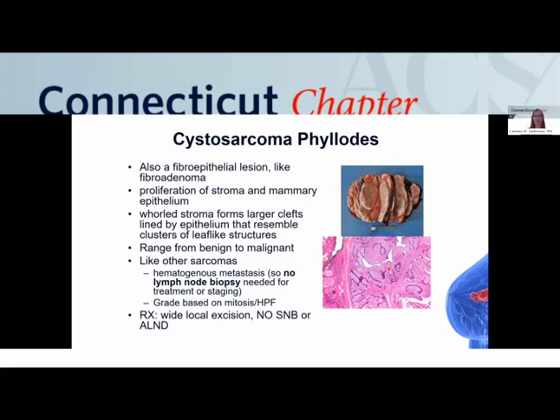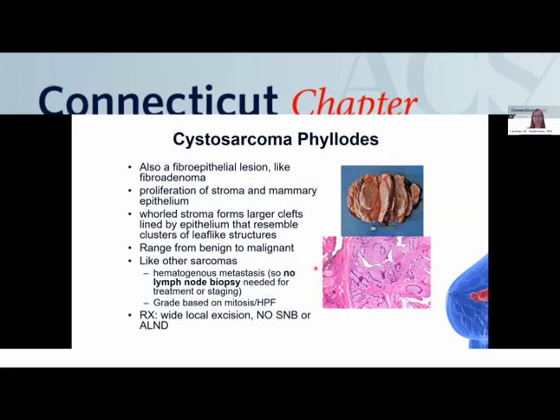So like a fibroadenoma, this is from proliferation of stroma and mammary epithelium. You see on pathology this whorled stroma that forms these kind of larger clefts lined by epithelium. Some people describe that as leaf-like or frond-like. These phyllodes tumors can range from benign to malignant.